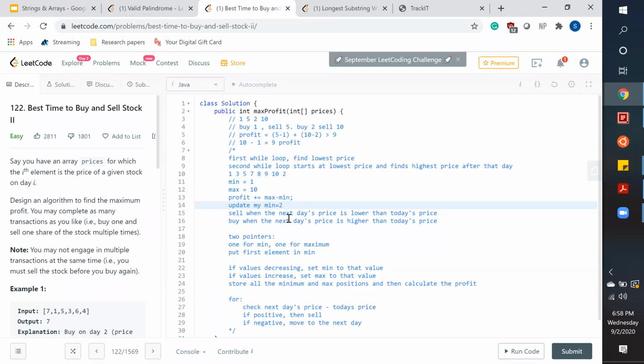Then there's no need to store the values, right? Each time I do a new buy, I just check what my previous min and max was, and then I can just add that to my profit. So the general idea is if my values are trending upwards, I keep incrementing my max, and if the value drops, then I add max minus min to my profit, and then I change my min to be that new value to which the stock dropped, and then I can continue doing that.